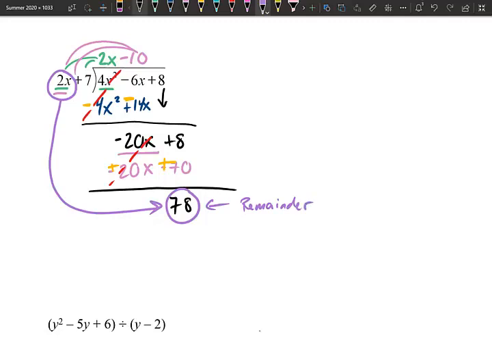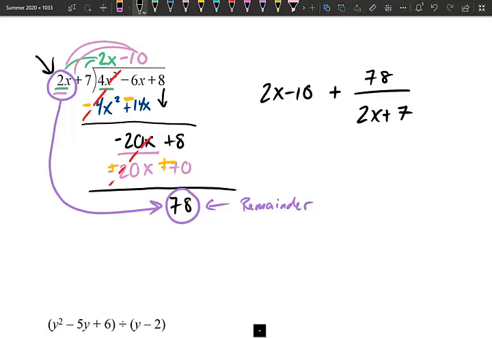So how we write our remainder, I'll show you. On top we have 2x minus 10. The remainder, since it's positive 78, will be plus 78 over 2x plus 7. So that's our remainder. We put our remainder over what's on the outside of the house.